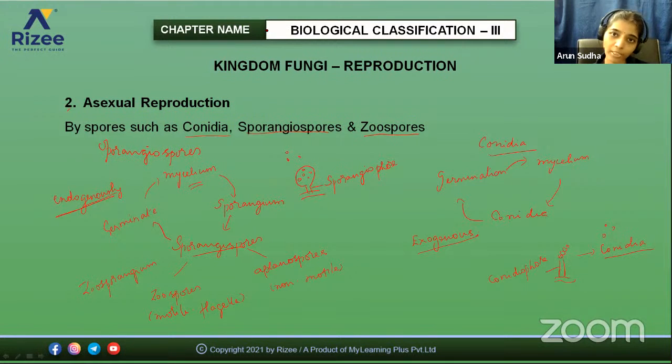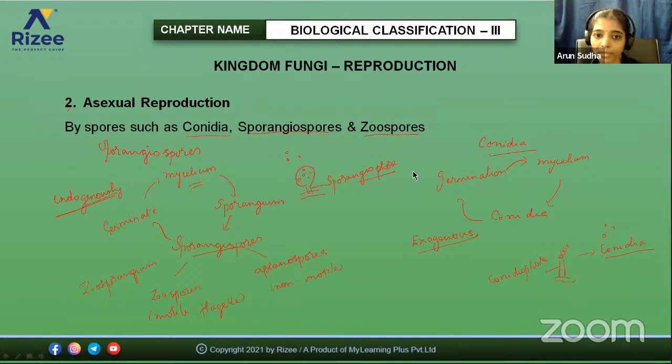The asexual reproduction occurs by spores, and here the main spores involved are sporangiospores and gonidia. The sporangiospores are produced in sporangium, and these sporangiospores germinate to form a new mycelium. The fungal filament which has the sporangium is called the sporangiophore, and sporangiospores are of two types, zoospores or aplanospores. If they are motile and having the flagella, we are calling it zoospores, and aplanospores are non-motile, because they don't have flagella.